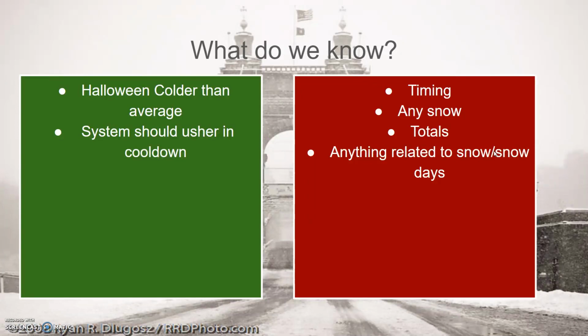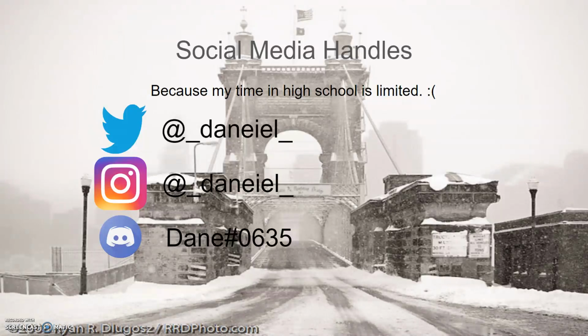And here's the rundown of what all we know. We don't really know much. We know Halloween will probably be colder than it typically would be, and a storm system should bring in that cool down, but we don't know anything else. We know nothing on timing, nothing on snow totals, nothing on precip totals, nothing.